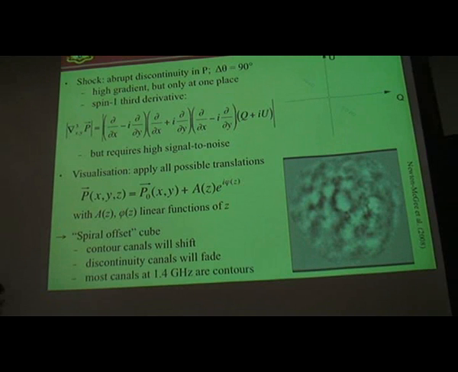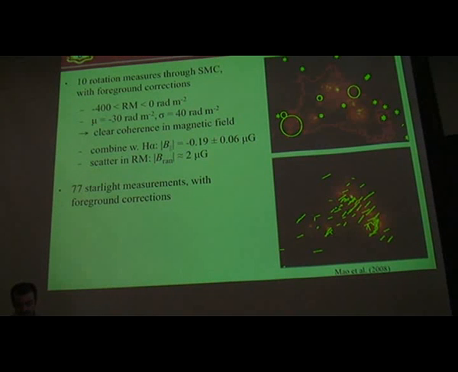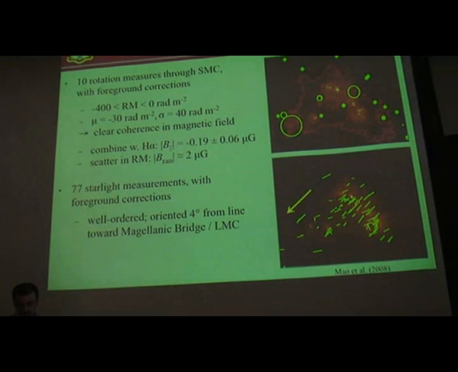So at least at 1.4 gigahertz, one is being dominated by high gradient regions rather than shocks. So my time's almost up. I'm going to just quickly jump ahead and talk about some work that my other student, Anne Mao, has been doing on the magnetic field of the Small Magellanic Cloud.